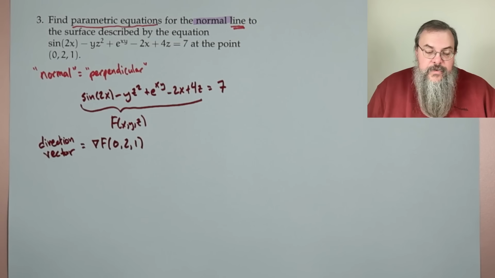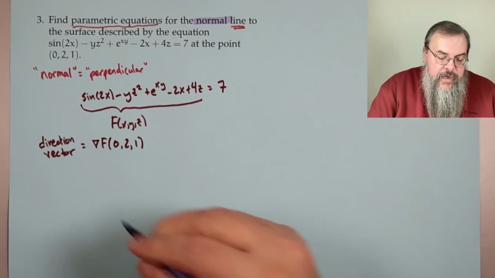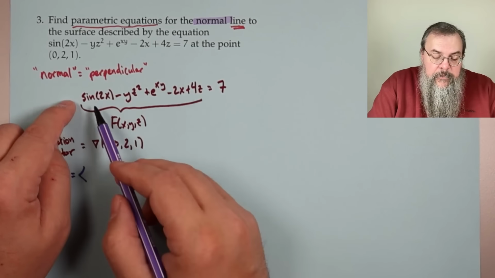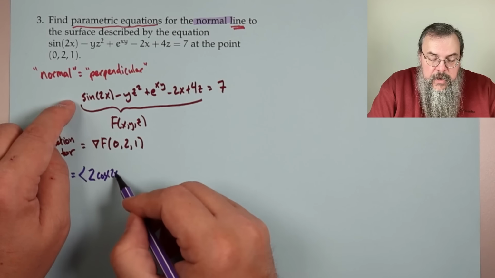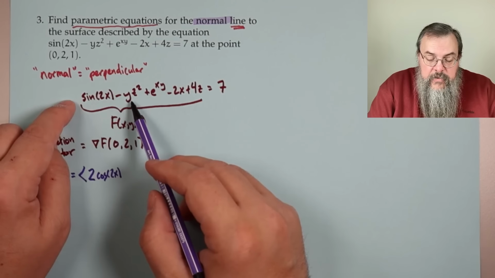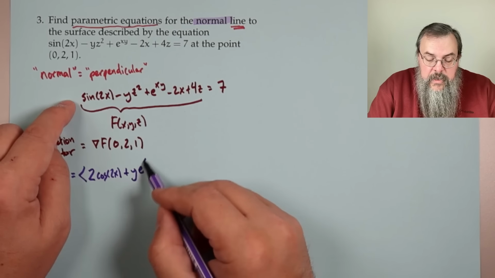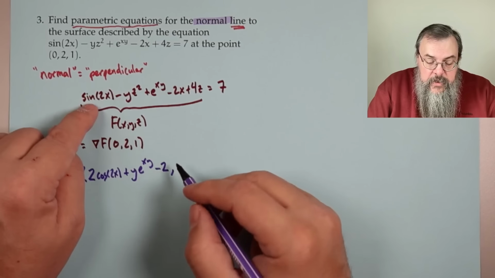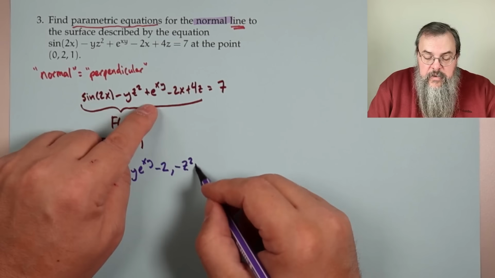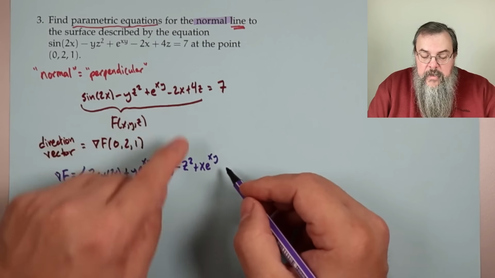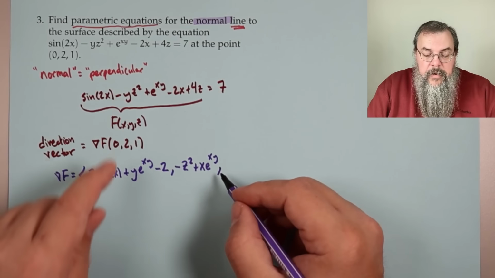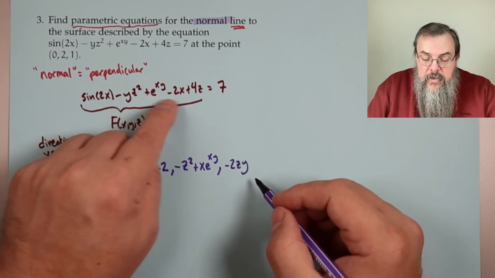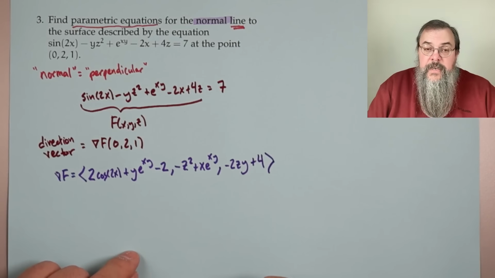So our big next step is to take the gradient. All right, great. Well, let's do that. Seems like a reasonable thing to do. So the gradient of f, we'll not evaluate it yet, we'll just take it. We'll take the derivative with respect to x: derivative of sine, 2 cosine 2x. No x in the next term. Here there's an x, so we have a plus y e to the xy. There's an x there, so a minus 2, comma. Now take the derivative with respect to y. Nothing there. Minus z squared. Here there's going to be a plus x e to the xy. And that's it for the y's, comma. How about z's? There's no z there. There's a minus 2zy, or minus 2yz. No z there. No z there. And a plus 4.